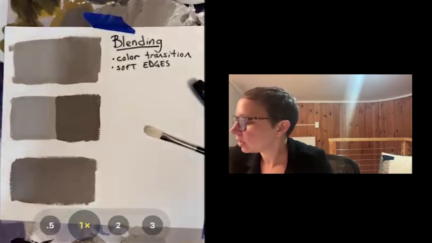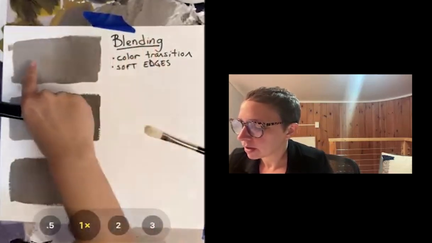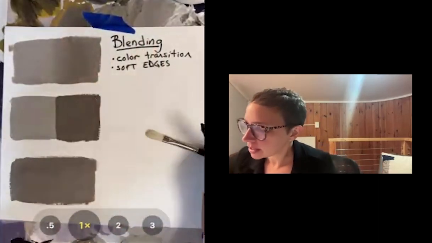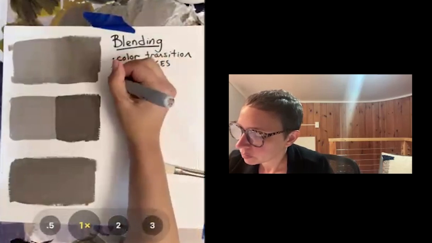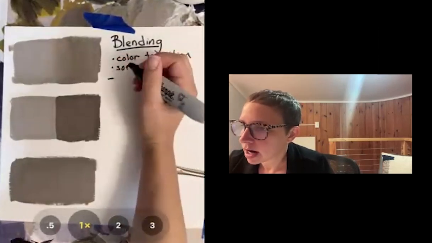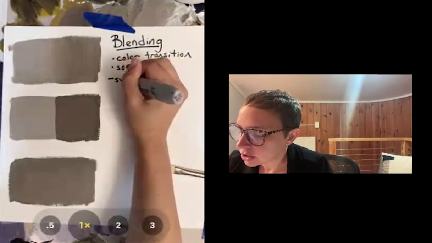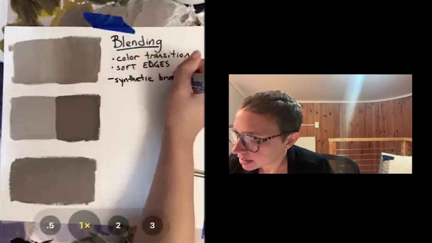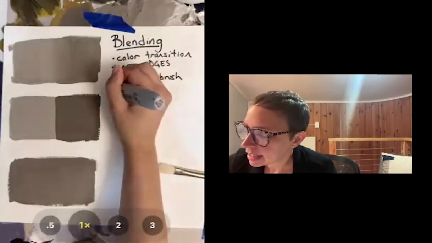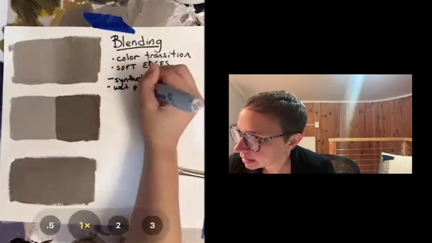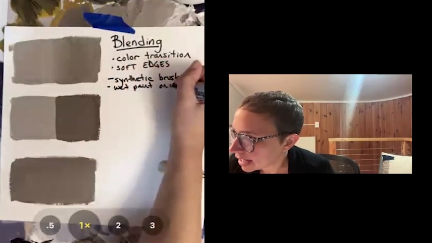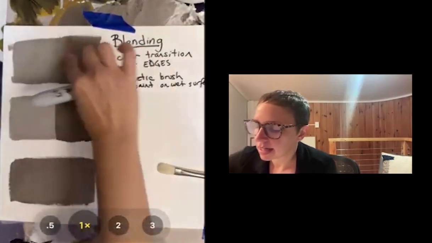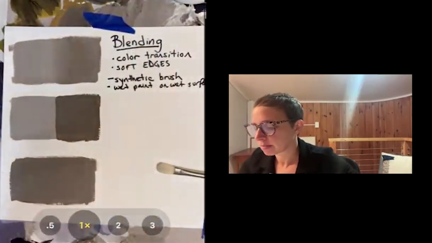So to review, blending, we're going to use it for both soft edges or full color transitions. And the rules to do it: we need a synthetic brush. Synthetic means man-made, nice soft bristles. It needs to be wet paint on a wet surface. So your brush needs to be wet and the surface needs to be wet as well with paint.